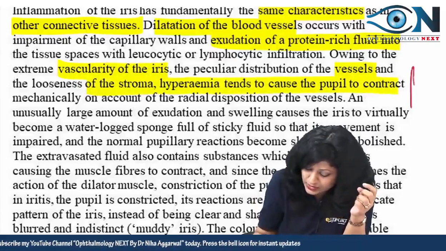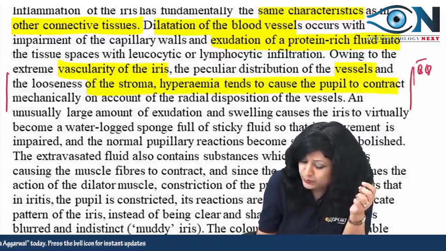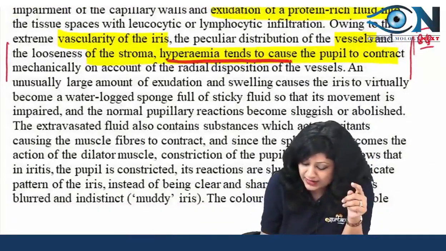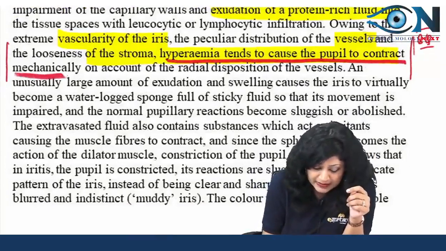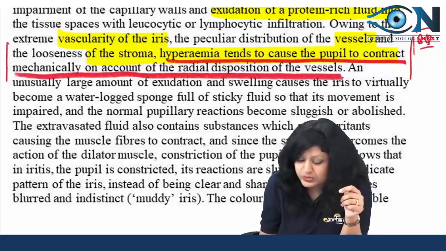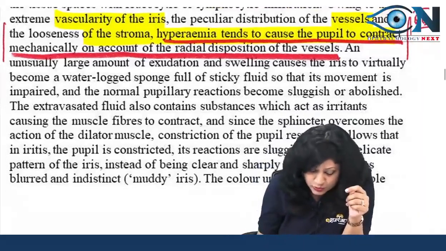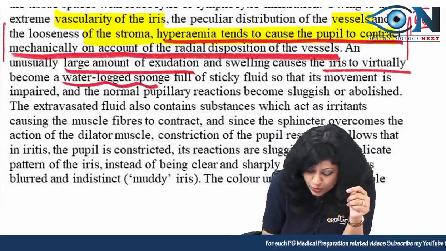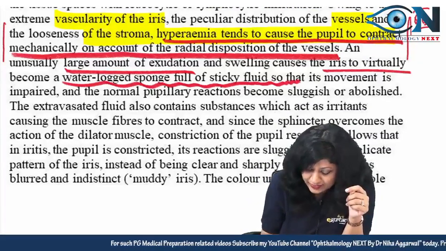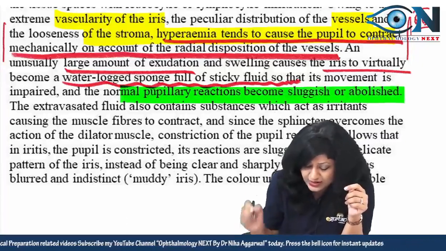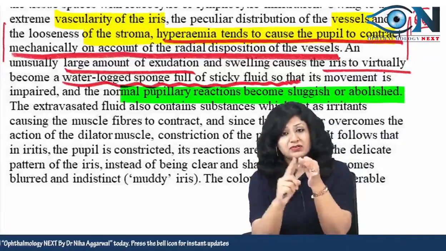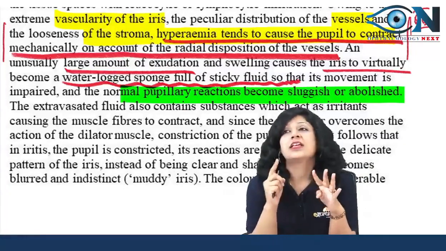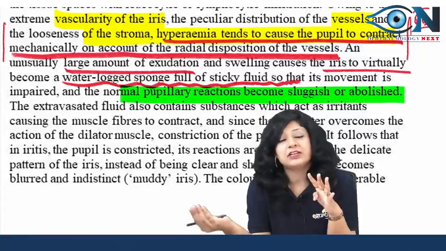A very important thing: why do we actually have the small miotic pupil in cases of iritis? Because hyperemia tends to cause the pupil to contract mechanically on account of the radial disposition of the vessels. Now an unusually large amount of exudation and swelling will cause the iris to virtually become a waterlogged sponge full of sticky fluid, and therefore normal reactions are abolished. So you get a miotic, constricted pupil, you may get irregularity due to synechiae, you may get abnormal structure of the iris. There could be atrophic patches in the long term, but initially there will be clogging.